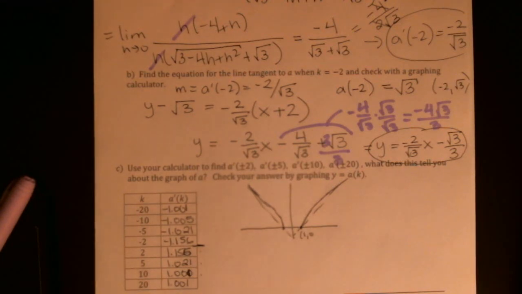It's almost like an absolute value, but it's got its little corner shut off. And then it curves a little bit at the end and then gets really, really straight.